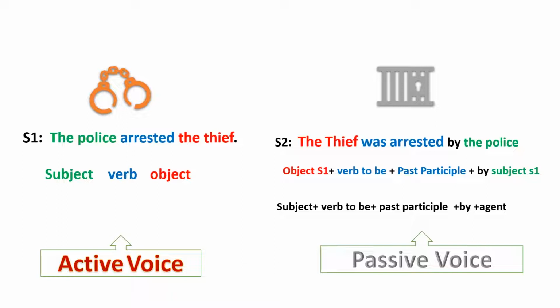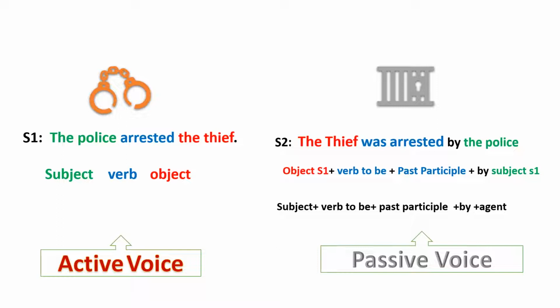So, after the verb to be, we have arrested. Was arrested. Arrested here is not the simple past. No, it is the past participle of the verb. Then we have by. We didn't have this in the first sentence, but we have it now because we are in the passive voice. After that, we have the police. What is the police? It is the subject of sentence number 1.